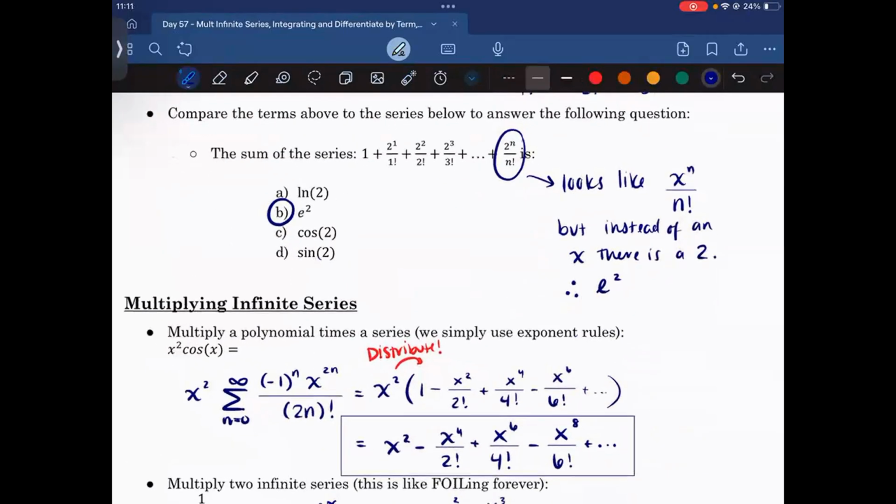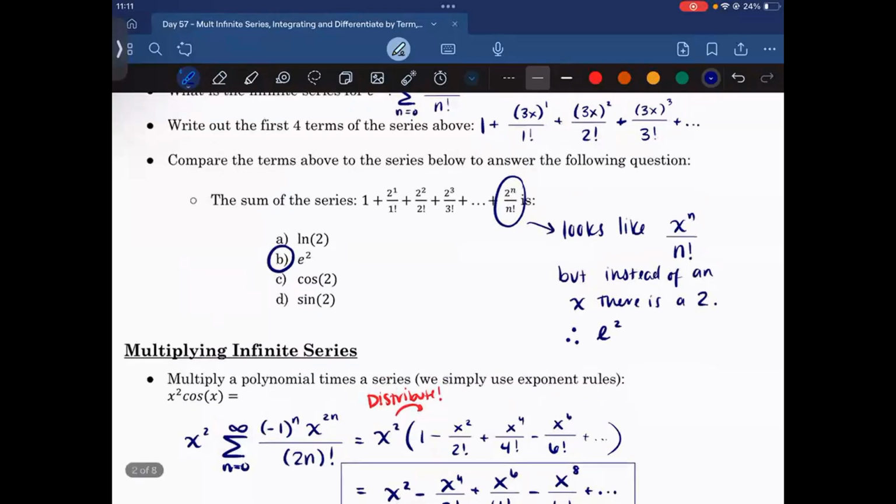Then compared to this, we have the sum of the series here. The only thing that's really different between these two is instead of a 3x, there's just a singular 2. So it's going to be looking like this, but instead of an x, there is a 2. Therefore it's going to be e squared.